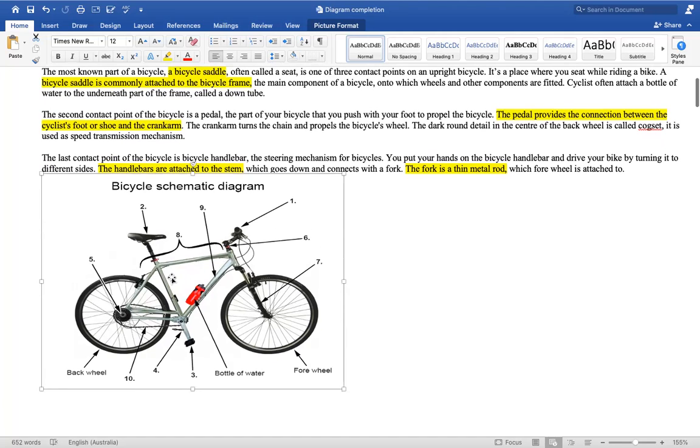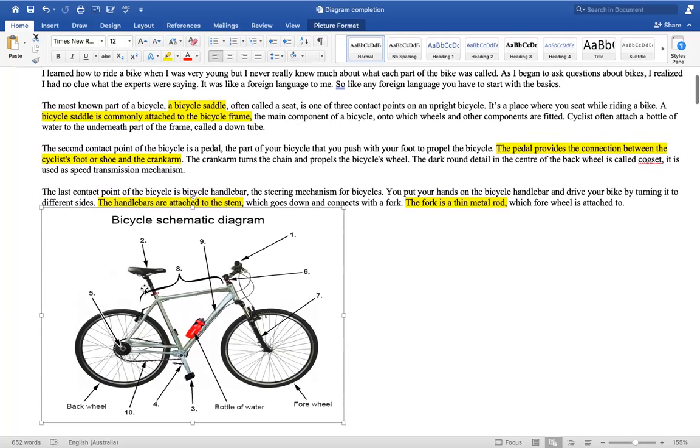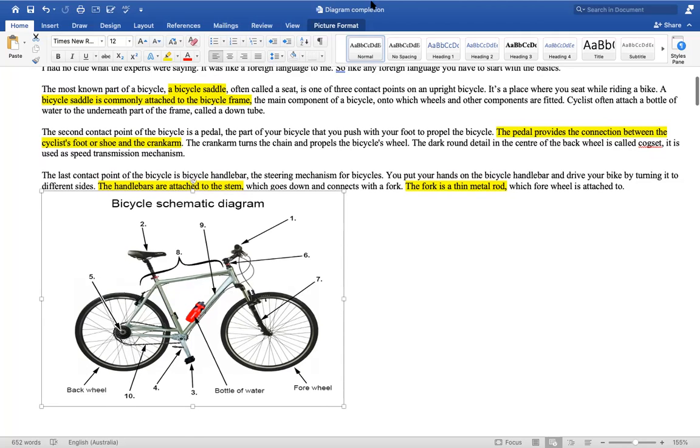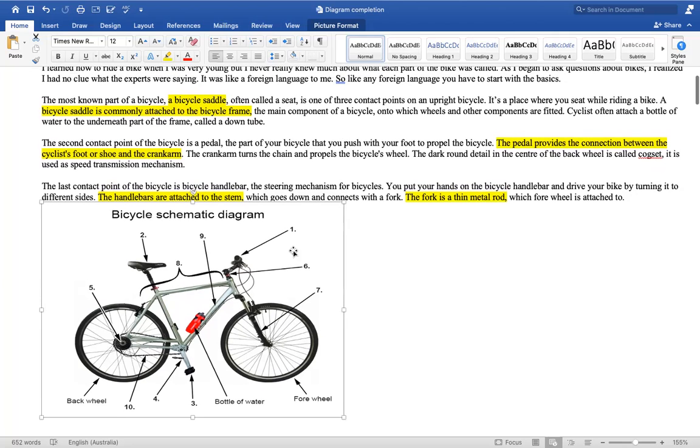Okay, and 8? Bicycle frame. This is the thin metal rod, right? 8 is a bicycle frame. Okay. And 9? 9 is down tube. And 10? Chain. Yes, chain. What's the 10? Chain. You said cog set? I said cog set, I wrote cog set, yeah.